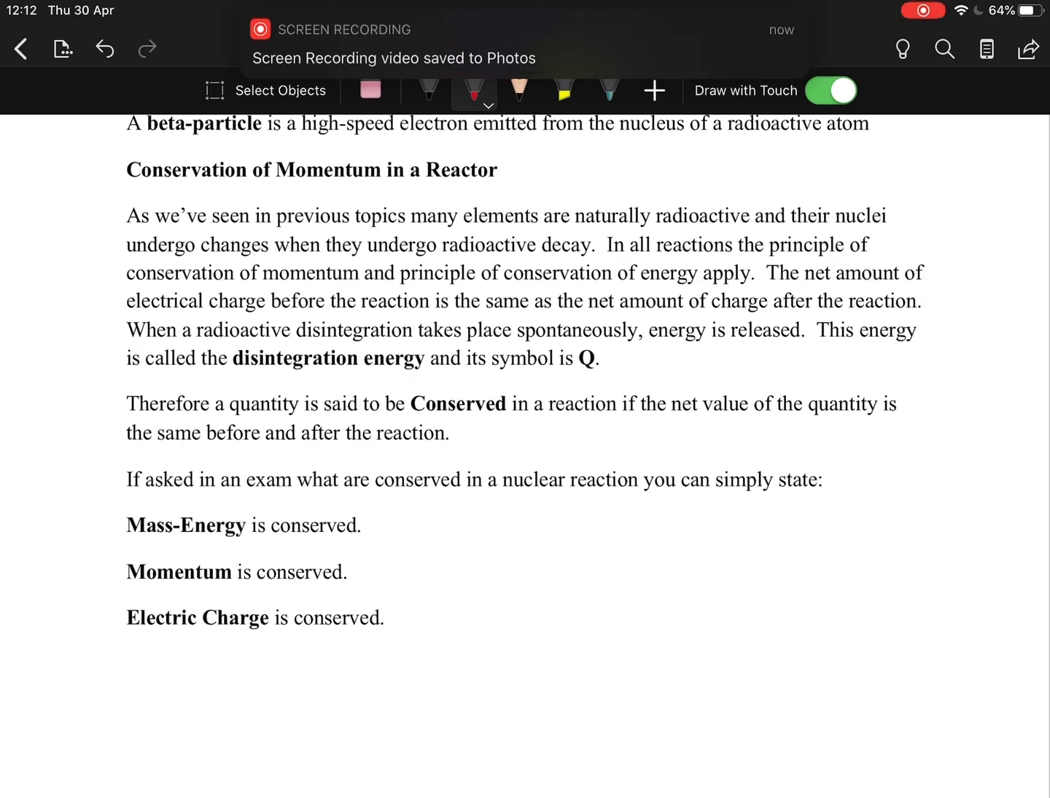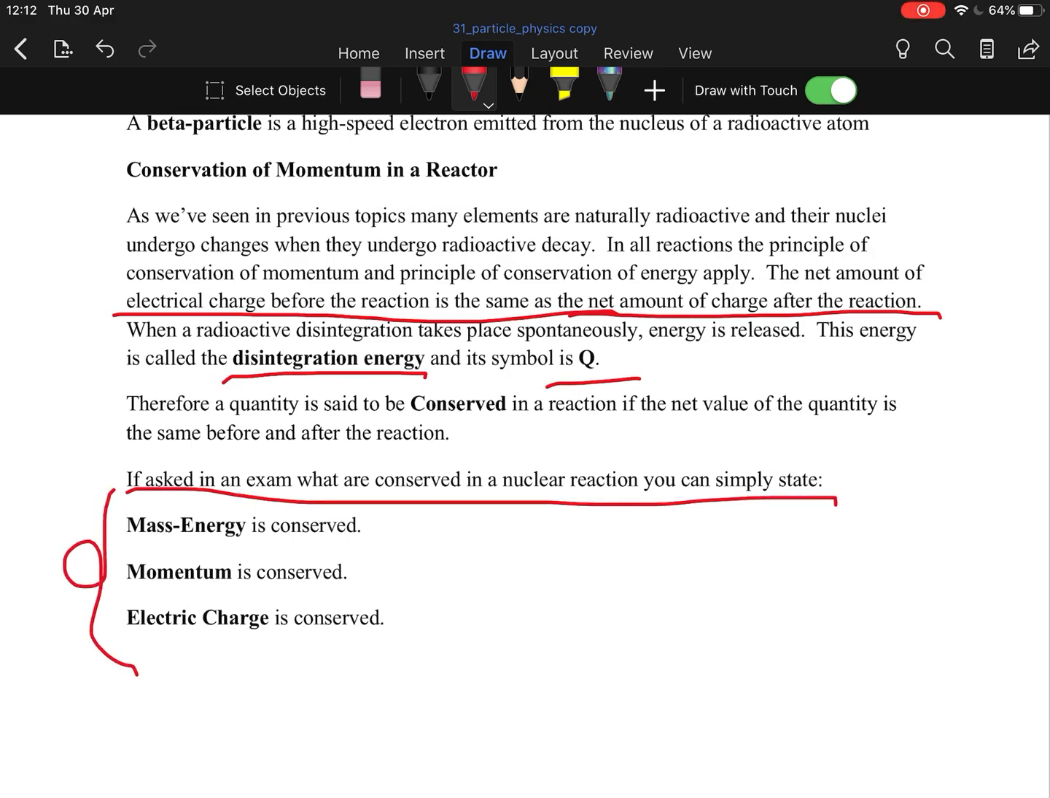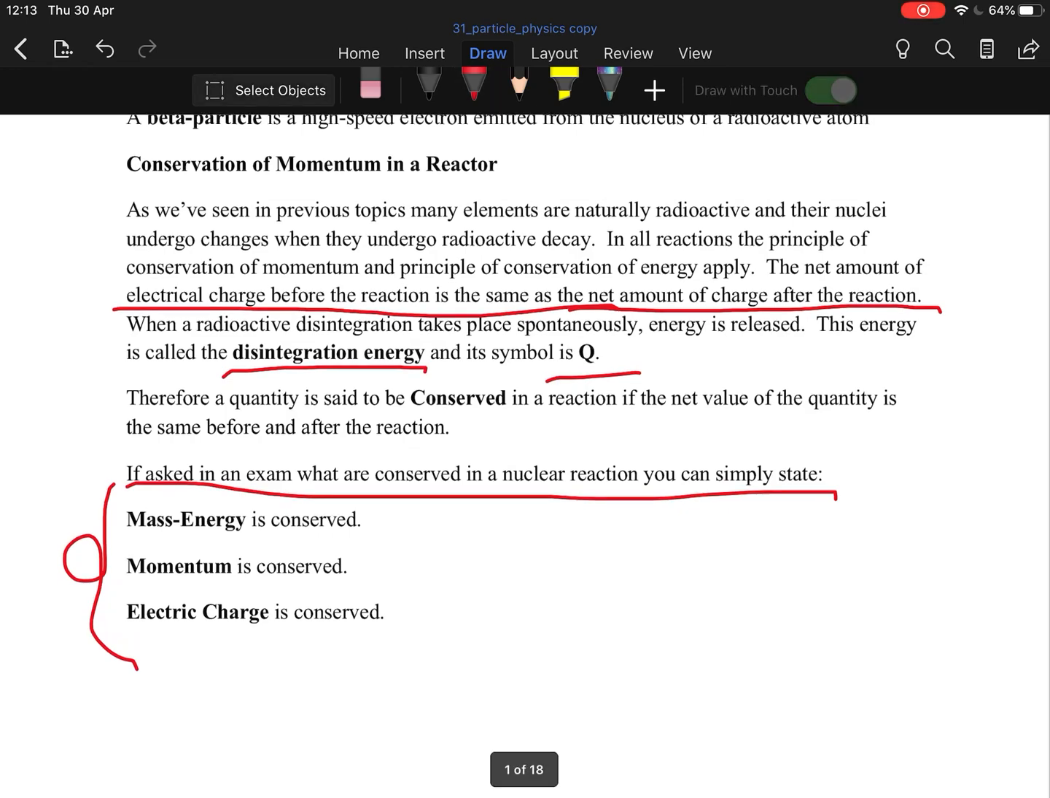The net amount of charge after the reaction must be the same as the amount of charge before the reaction, because energy is constantly released. This disintegration energy, we're just going to give it a symbol of Q, and of course, it has to be conserved. Now, in an exam, what is conserved in a nuclear reaction? Mass to energy ratio is conserved, momentum is conserved, and electrical charge is conserved. They're all conserved.